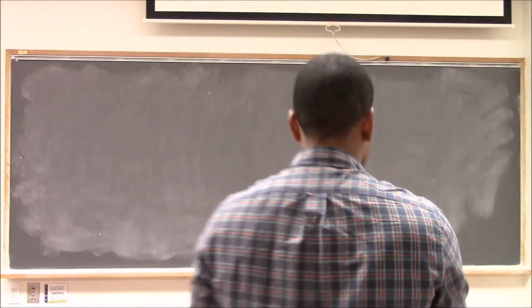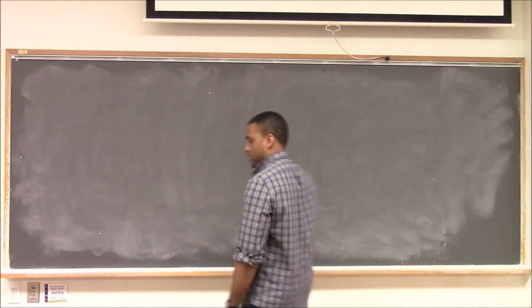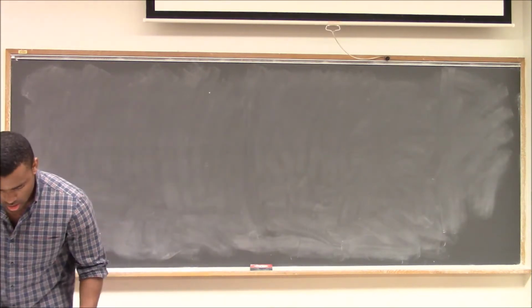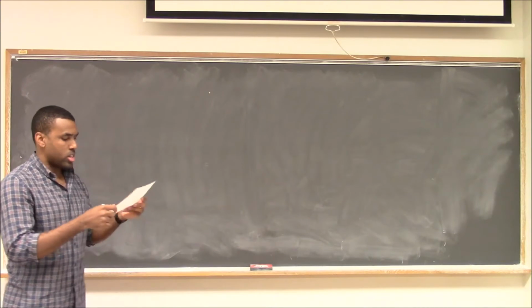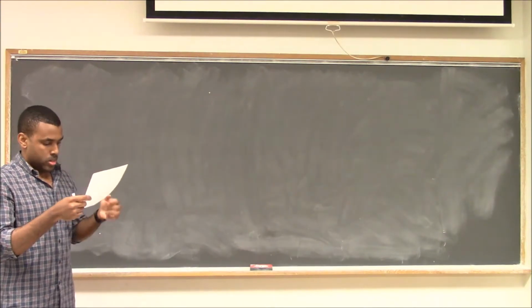Okay, again. So last time we saw inverses, and we spoke about two different ways to find an inverse, right? The row reduction way and the adjoint method.